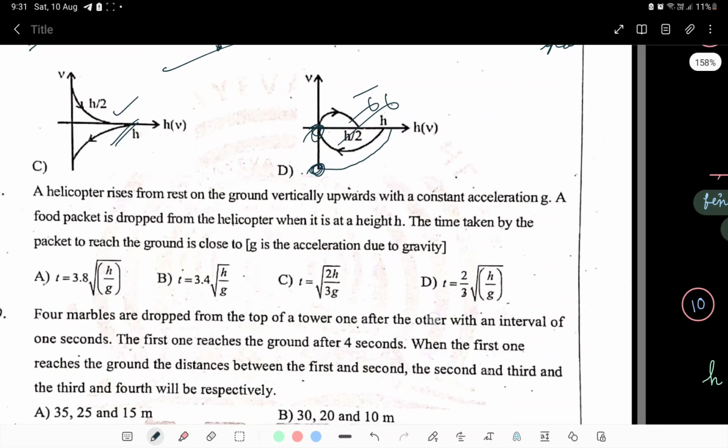You have question number 8. A helicopter rises from rest on the ground vertically upward with a constant acceleration g. A food packet is dropped from the helicopter when it is at a height h. The time taken by the packet to reach the ground is close to.